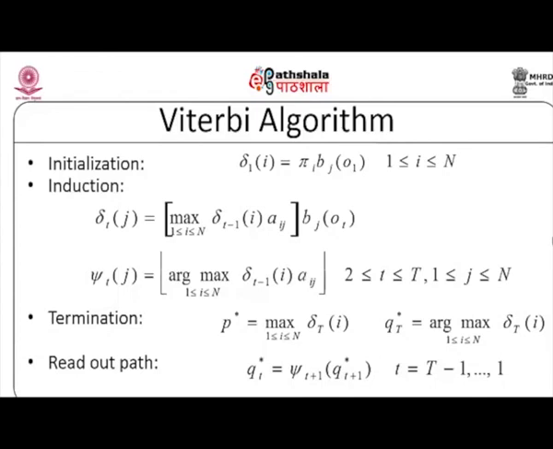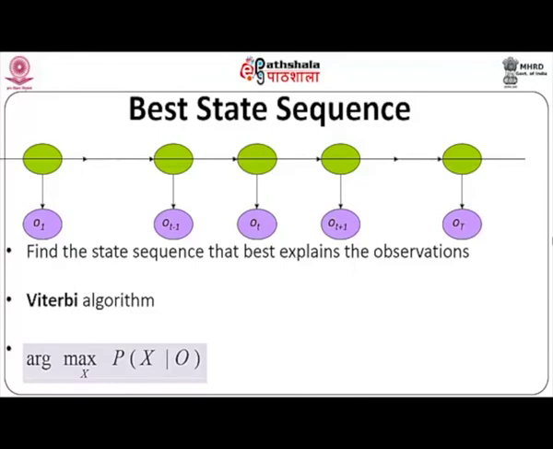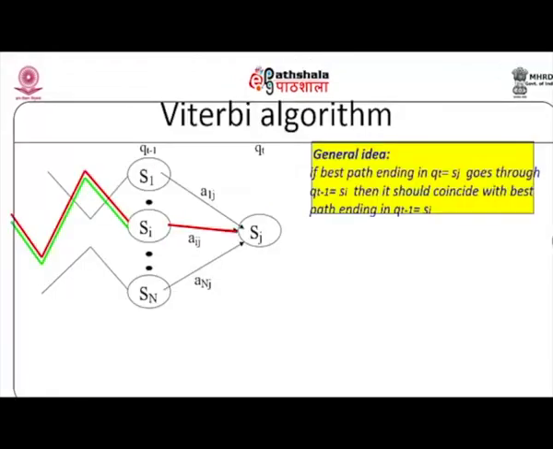The termination is of course when I reach the T-th observation, and I read out the path. So, I will have probably S1, then the next state at time t2, t3, so S1, S2, S1, S3, and so on. That is the best state sequence I will find for each of those observations. That is the Viterbi algorithm. As you can see, I am going through one particular path only. If the best path ending in Qt equal to Sj goes through Qt minus 1 equal to Si, then it should coincide with the best path ending at Si. That is the basic general idea that we had.